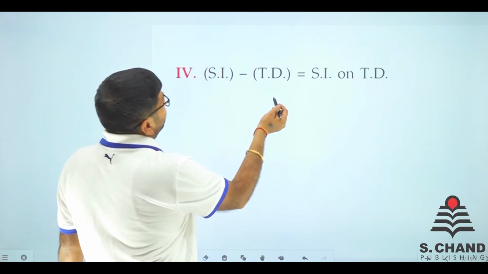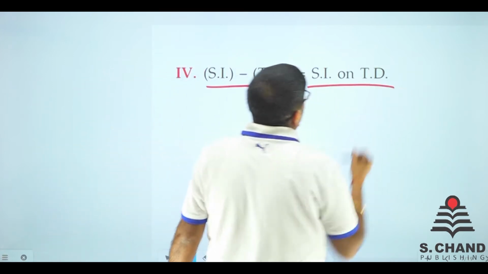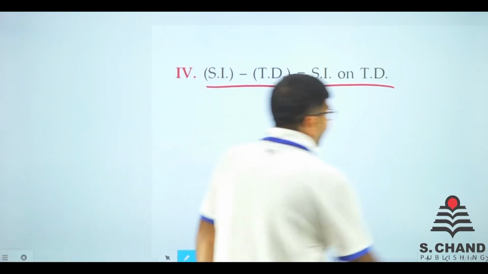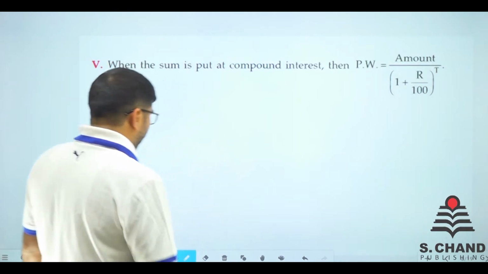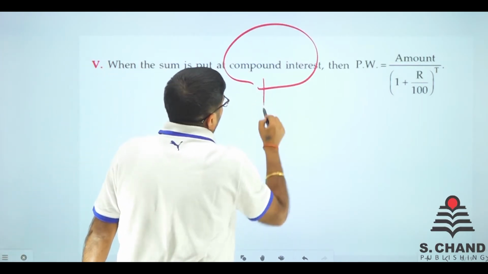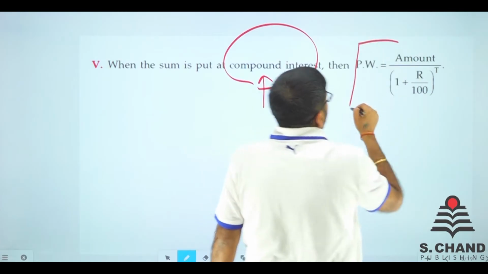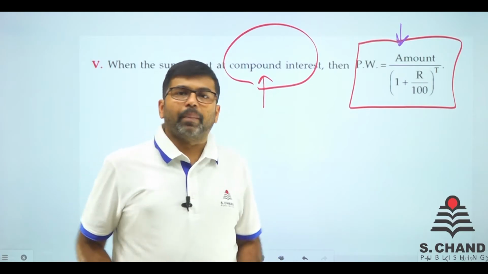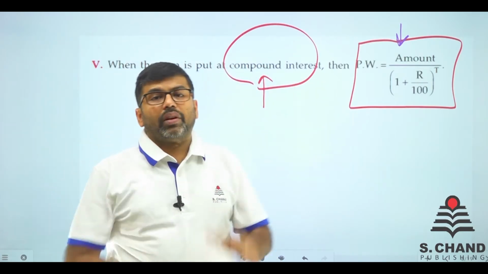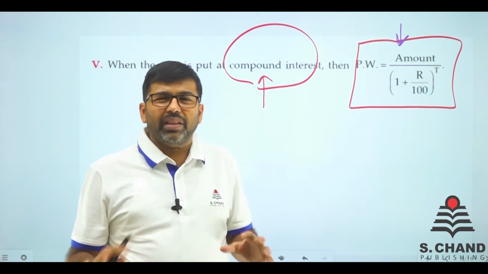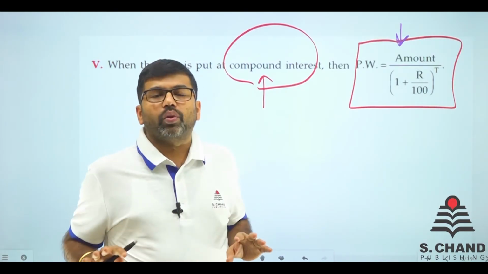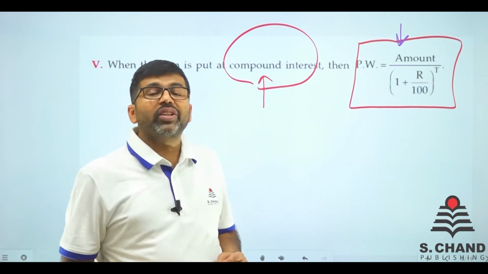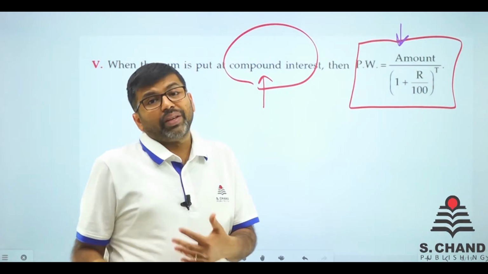So SI minus TD is known as SI on TD. SI minus TD is what? SI on true discount. True discount पे कितना SI लगा है? And if you put that in the compound interest formula, the present worth is this, if the interest is calculated as compound interest and not the simple interest. See, all this formula and theory part is easy and needs to be understood. But more important is what? We do some questions. So we do some questions, you get to know the things, how things go ahead.